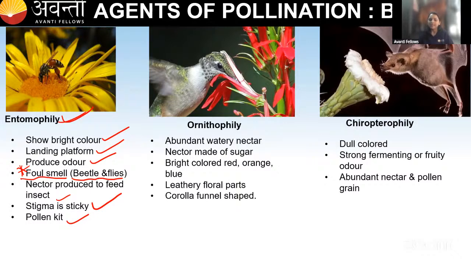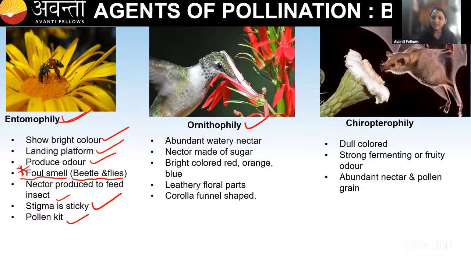Okay, fine. Then coming to the next one, that is the ornithophily. I have told you, the birds pollinate the flower. That we are going to call ornithophily. Here, the flowers will be larger in size, and the petals will be flask shaped because the beak should move inside, right? That's why it has flask shaped petals.